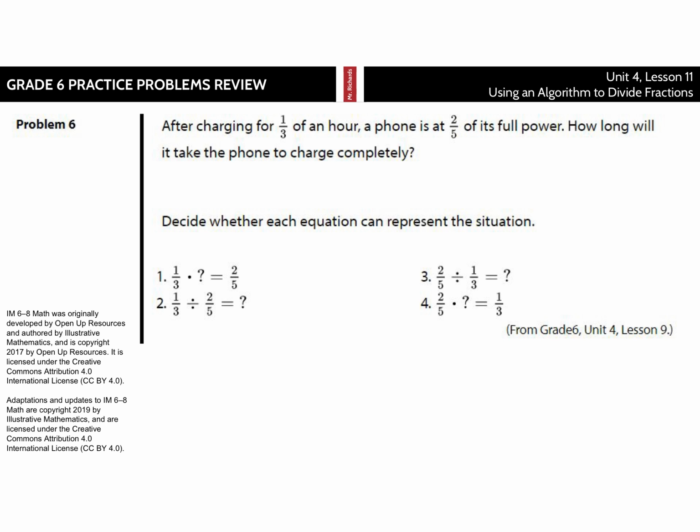After charging for 1/3 of an hour, a phone is at 2/5 of its full power. How long will it take for the phone to charge completely? Then decide whether each equation can represent the situation. Well, are we taking the 1/3 of an hour times something to get the 2/5? Now, that's not going to tell us the time it's going to take to charge completely. 1/3 divided by 2/5? Yeah, we took the 1/3 of an hour and we divided it into the 2/5 power. That will give us something here. What about 2/5 divided by 1/3? No, not that way. And then lastly, 2/5 times that time it'll take to charge completely, equaling 1/3? Yeah.